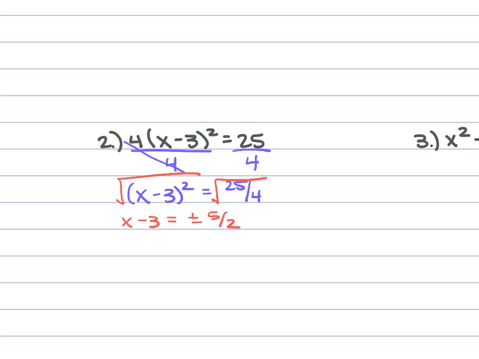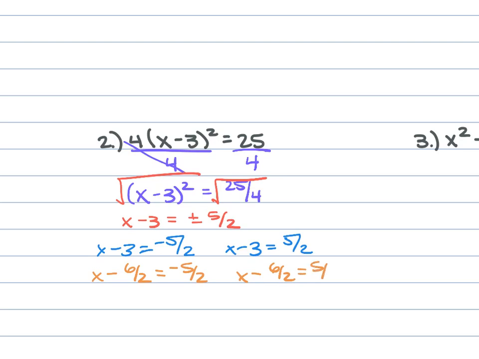I'm going to separate this into two equations, and when I do so, I'm going to have x minus 3 is equal to negative 5 over 2, and x minus 3 is equal to positive 5 over 2. So I want to change the 3 into a fraction that has 2 as the denominator, so it's easy for me to move the 3 over. So I'm going to have x minus 6 over 2 is equal to negative 5 over 2, and x minus 6 over 2 is equal to positive 5 over 2. So I'm adding the 6 over 2 to both sides to get x by itself, and I get that x is equal to positive 1/2, and x is equal to 11 over 2.